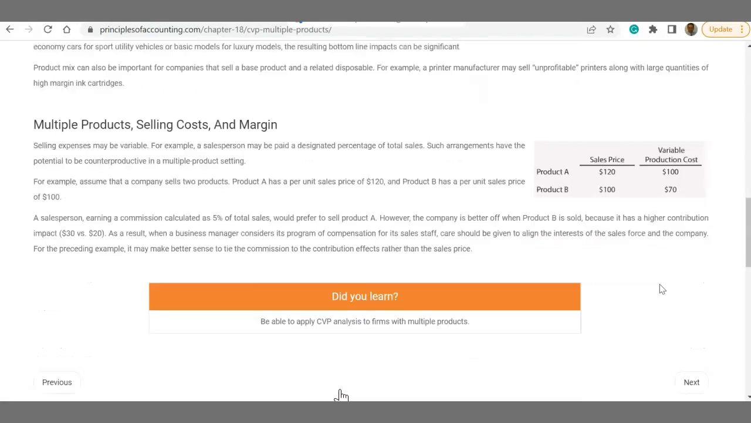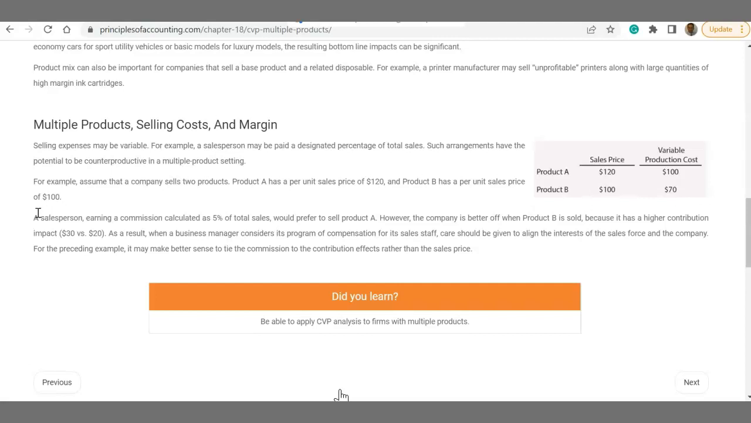Okay, so here you can again read about this. It just says again about multiple products, selling costs, and margins. So here, product A has a sales price of 120, and the variable cost is 100. So that gives you $20 contribution margin. In product B, the sales price is $100, but the variable cost is only 70. So 100 minus 70 gives you a higher contribution margin, which is $30.